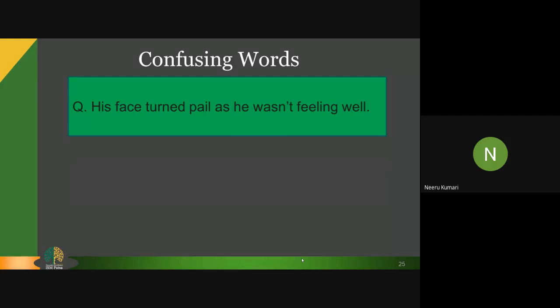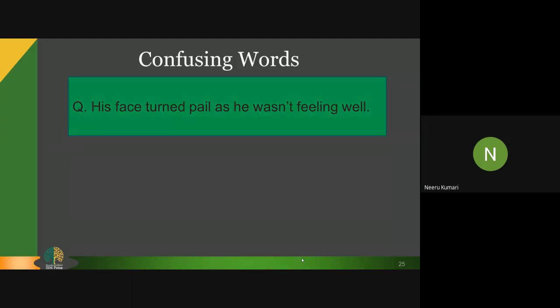Whenever you are using the word P-A-I-L, pail, that means something in which you can hold the object. Do you remember the nursery rhyme? Jack and Jill went up the hill to fetch a pail of water. The pail, the word that we are using here is exactly the same that Jack and Jill were using. P-A-I-L, pail. So whenever we are talking about the word pail, it means something totally different.